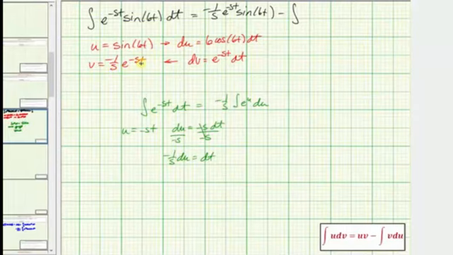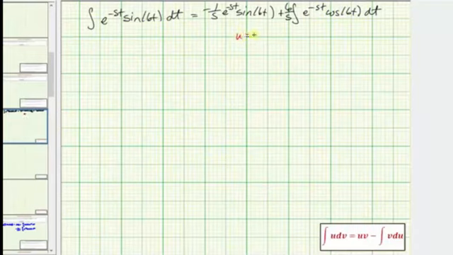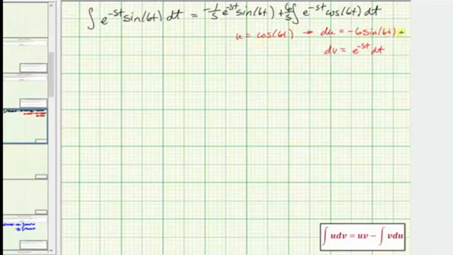Notice v times du would be negative. This will become plus. Let's write this as 6 divided by s, then the integral of e to the negative st cosine 6t dt. Now this integral does not look any simpler than the original integral. Notice now we have cosine 6t instead of sine 6t. So for our next step, we'll apply integration by parts again. So we'll let u be equal to cosine 6t and differential v equal to e to the negative st dt, which means differential u is equal to negative sine 6t times 6 dt, or negative 6 sine 6t dt.